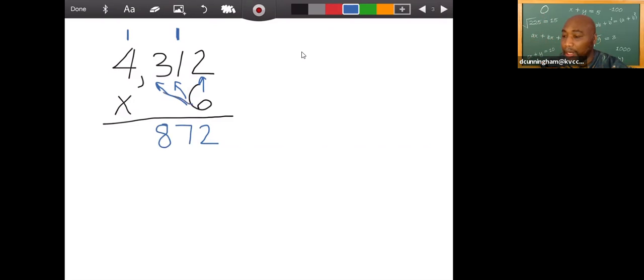Next thing we do is multiply 6 times 4. 6 times 4 is 24, but we add 1, which gives us 25 since there's a 1 above. And in our case, this would be our value, 25,872. And if that's our answer, we circle it.